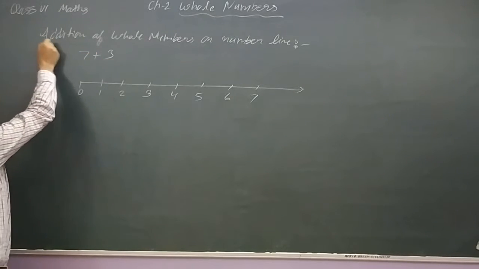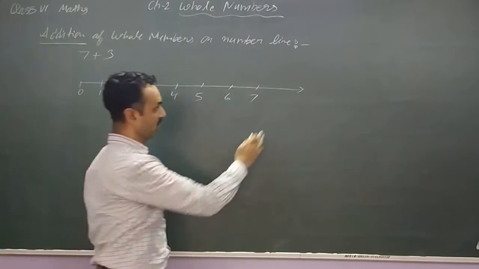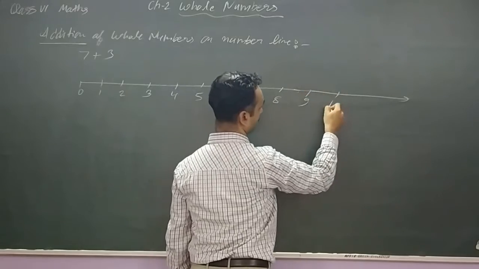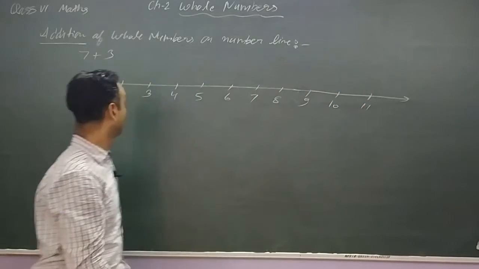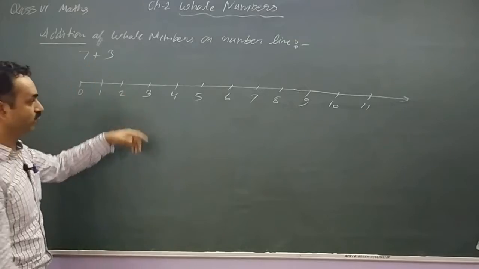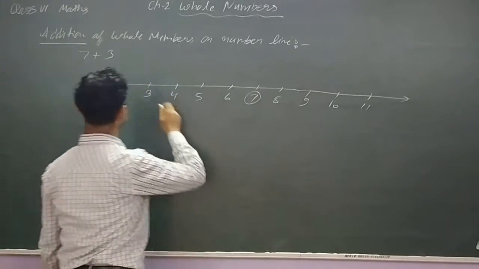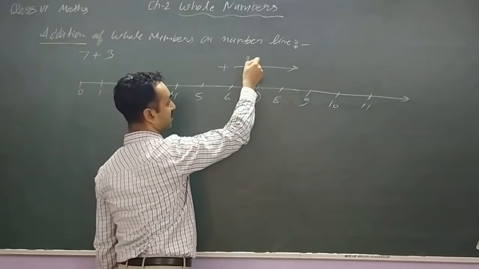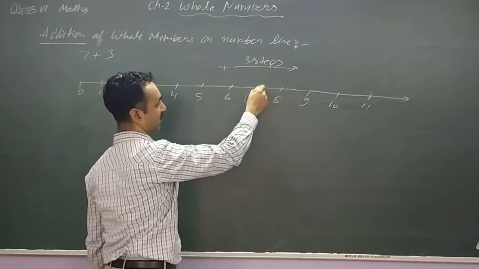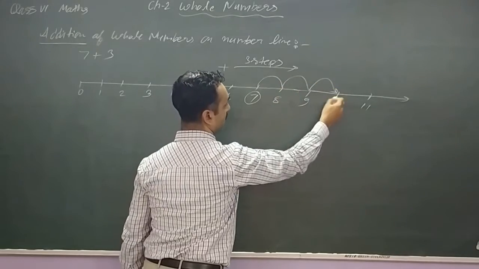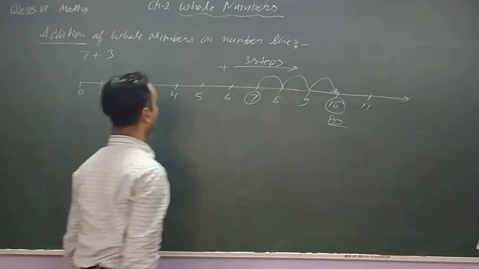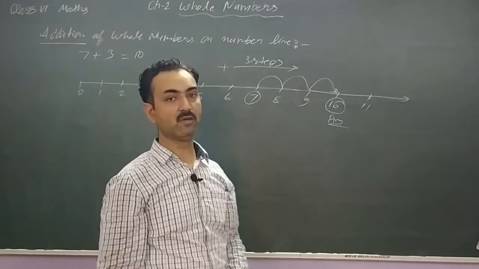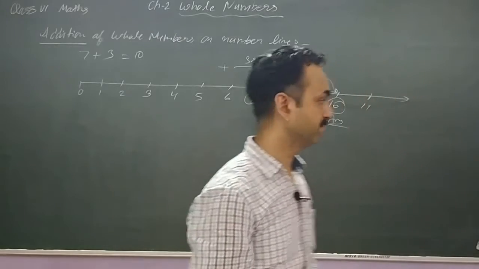7 plus 3, we have to do addition. So you have to make a large number line. The first number is 7, so start from 7, and plus 3 means you have to go to the right side, 3 steps, because we have to do plus 3. So 1, 2, 3. So 10 is your answer. 7 plus 3 equals 10. In this manner we do addition of two whole numbers on the number line.